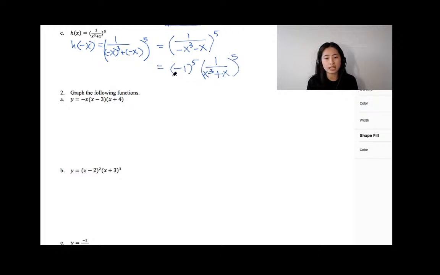Again, I've probably said this so many times now, but if you have a negative number and you're raising that to an odd exponent, it becomes negative. So you're going to have this negative 1 here because of this odd exponent, and then 1 over x cubed plus x raised to the power of 5. As you can see, you have a negative sign out here when you plug in h of negative x. You're getting negative h of x, which is an odd function.